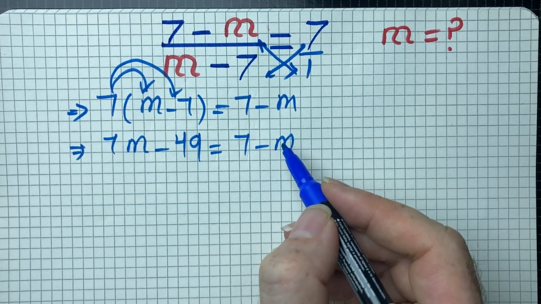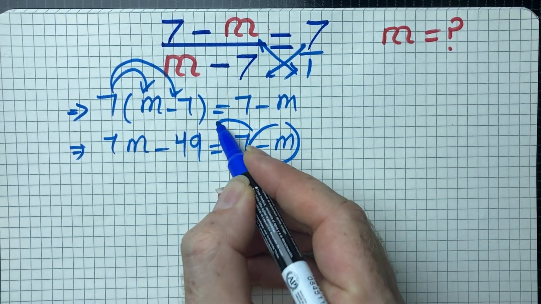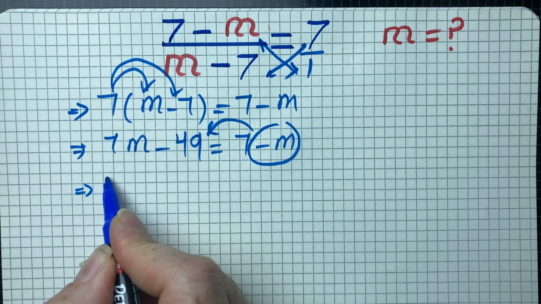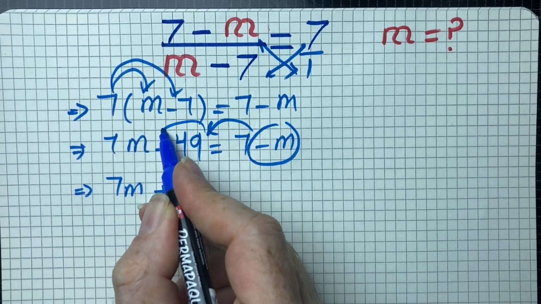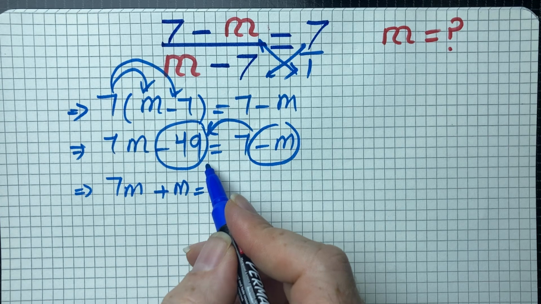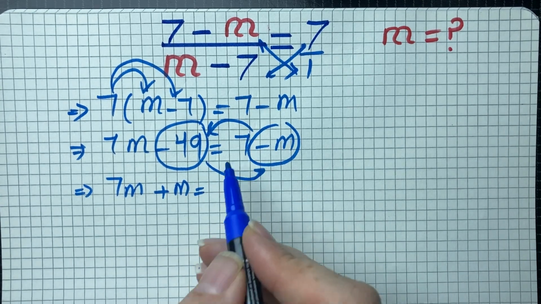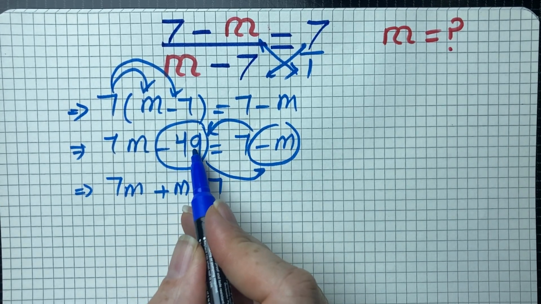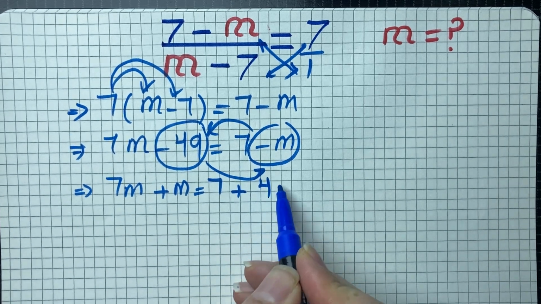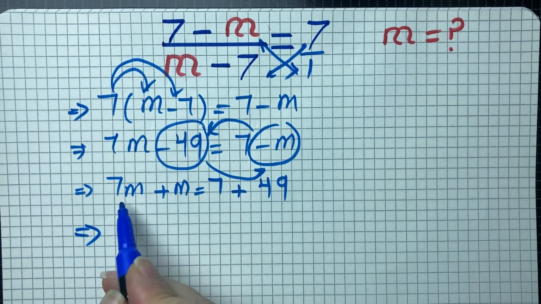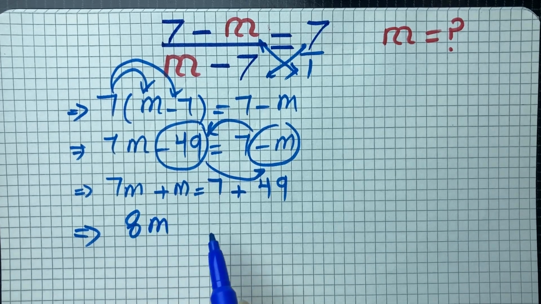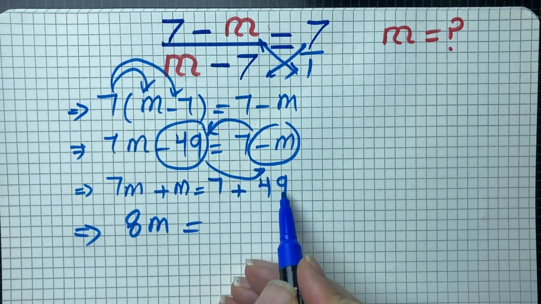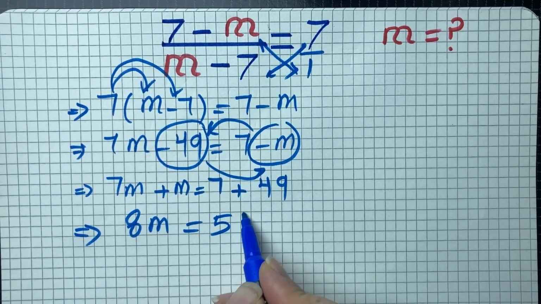Now I'm going to move this negative m to the left hand side. It is going to be 7m plus m equals. Next, I move this negative 49 to the right hand side, so negative 49 becomes positive 49. Next, 7m plus m gives us 8m equals 7 plus 49, which gives us 56.